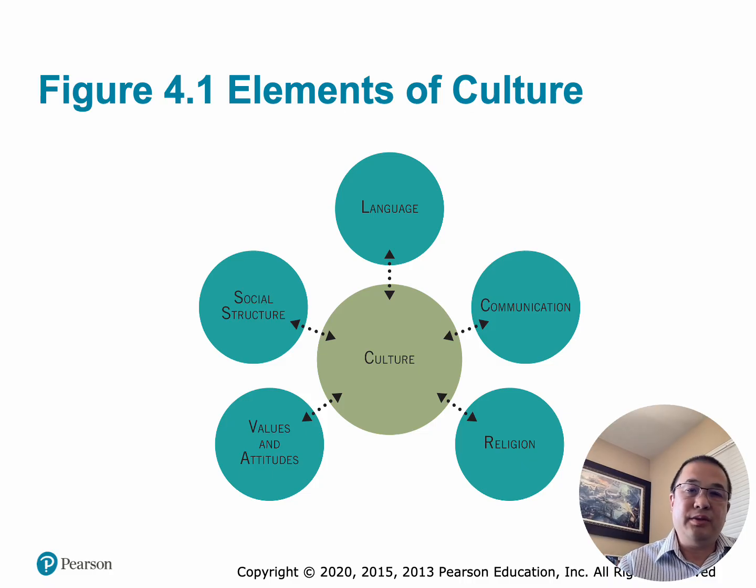Number five, social structure. Social structure refers to how society is organized. This includes family roles, social classes, education systems, gender roles, and authority relationships. As an example, in some cultures, hierarchy and seniority are highly respected, while in others, employees expect equality and open discussion.